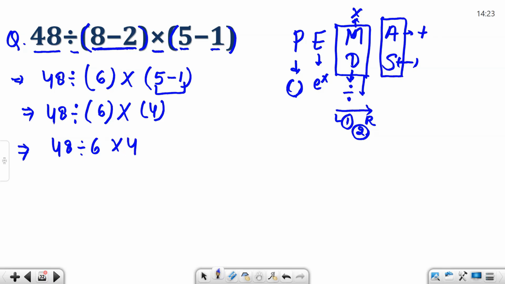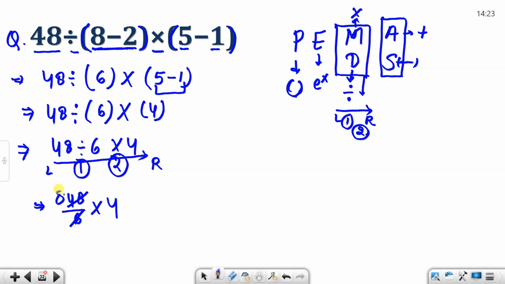Now, we know that multiplication and division have the same priority. You check from left to right, and whichever comes first gets the priority. Here, division comes first, so we'll give division the first priority and multiplication the second priority. So, let's solve it. 48 divided by 6 is 8. Now, let's solve further. 8 times 4 is 32. This is the right answer.